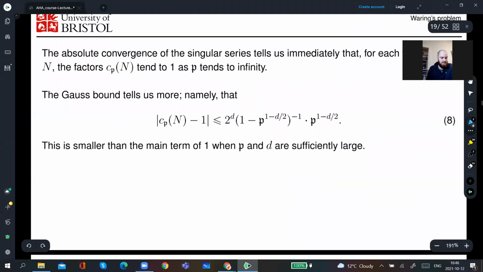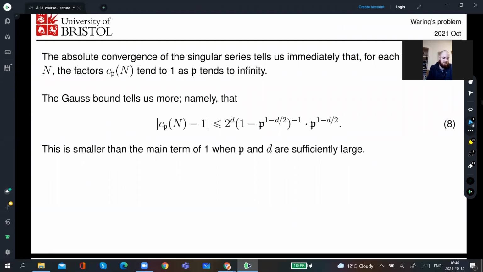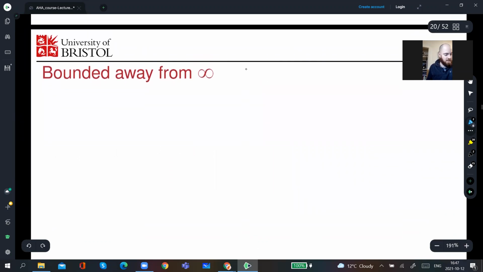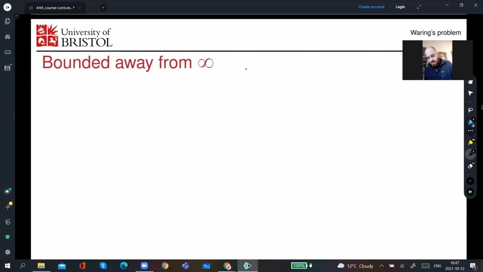But this error term right here is much bigger than 1, unfortunately, when p is quite small. For instance, if p equals 2, then that factor of 2 to the d is blowing up the error term too much. Nevertheless, we can actually say that our singular series is bounded away from 0.